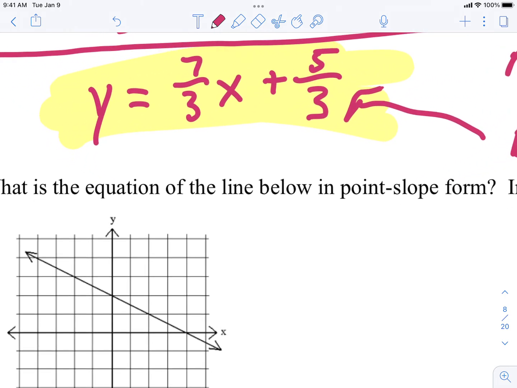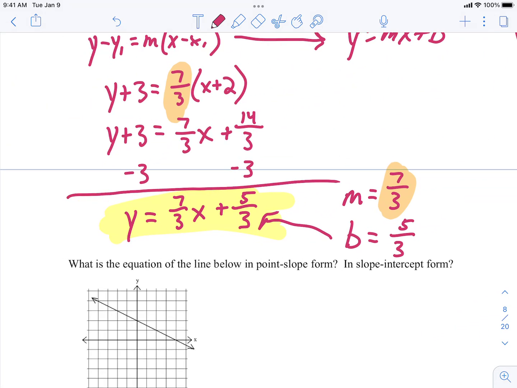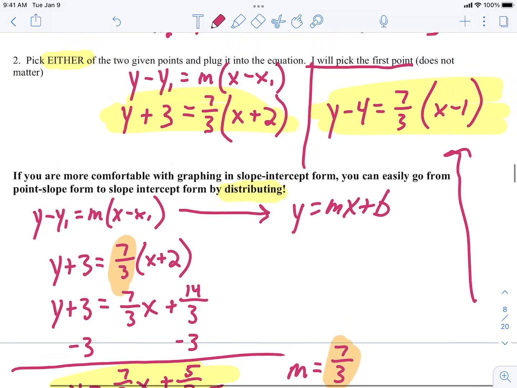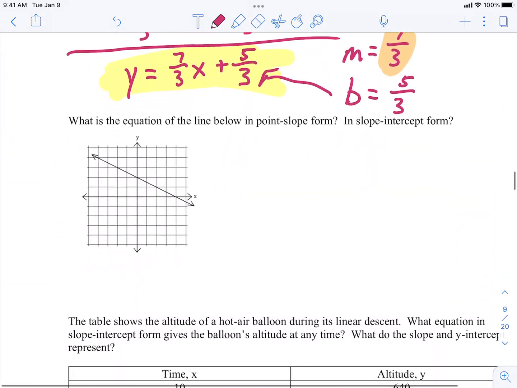How would you like to graph this, though? How would you like to graph a b of 5/3? That's 1.66 repeating. That's hard to graph, right? Graphing the point up here would be way easier. So pros and cons of both methods.